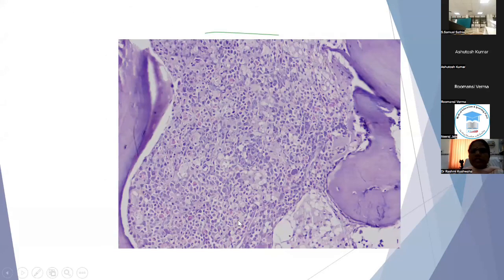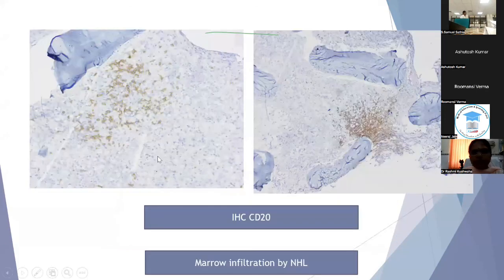This is a Trephine section that we got, and here clearly we can make out the presence of these abnormal looking lymphoid cells. They are present in clusters. So now we know that this is a case of non-Hodgkin's lymphoma infiltrating into the marrow. We proceeded ahead with the immunohistochemistry. These cells were positive for CD20. So this is marrow infiltration by B non-Hodgkin's lymphoma, and other than CD20, we have to proceed with the other IHC markers also, which are required for the B cell lymphoma.